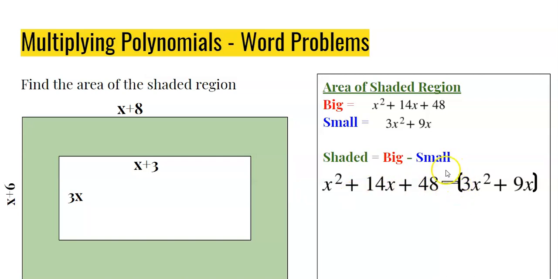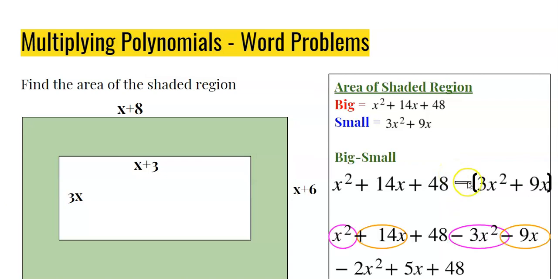This subtraction sign, as a reminder, acts as a negative, so I can imagine keeping a negative 1 in front of here. So I'm going to have to distribute my negative 1 when I get rid of the parentheses. Once again, on the left, this always stays the same: x squared plus 14x plus 48. However, on this side, when I distribute this negative, I'm going to flip the sign of everything. So my positive 3x squared is going to become negative 3x squared. My positive 9x is going to become negative 9x.